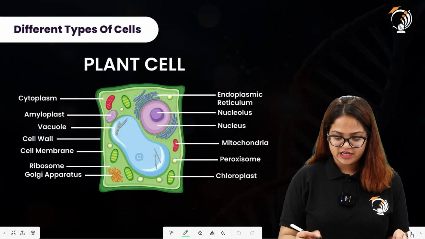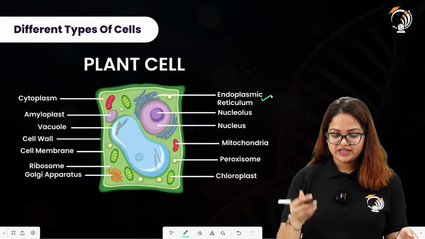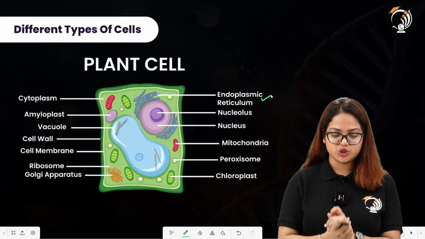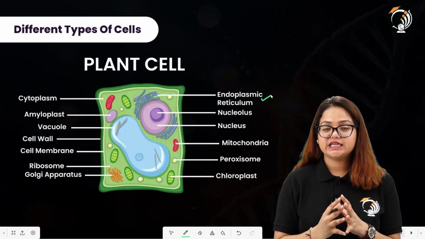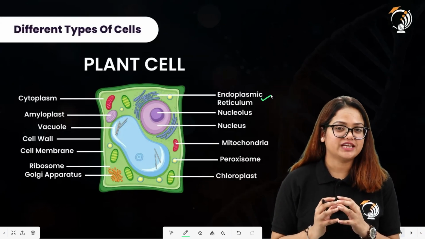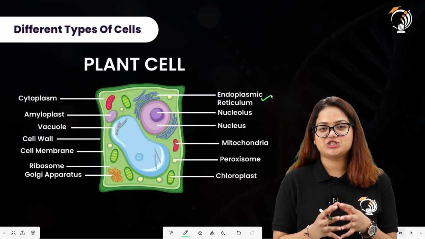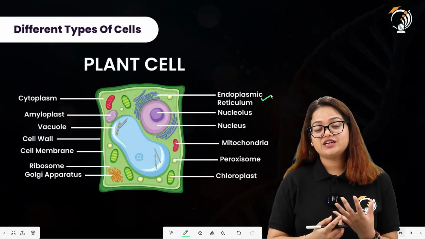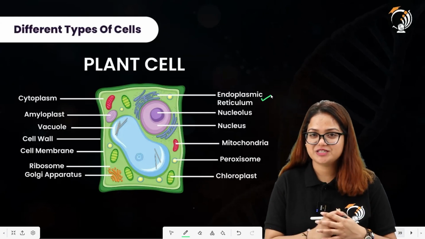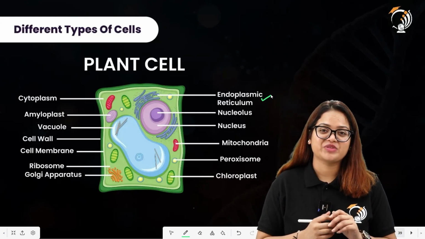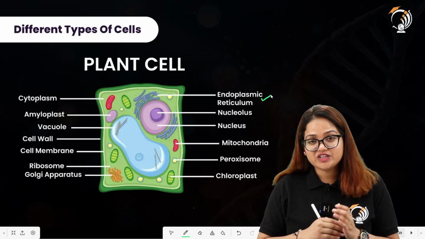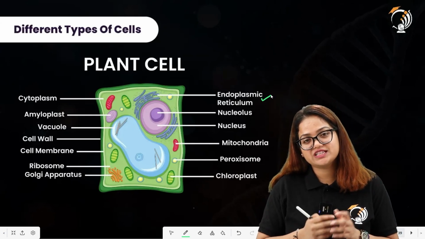All right. Endoplasmic reticulum is there. It is a structure that is present in close association with the nucleus. When there are ribosomes attached to the endoplasmic reticulum, we say that it is responsible for production of protein. Whenever there are no ribosomes attached to the surface of the endoplasmic reticulum, then we say that this particular reticulum is a smooth endoplasmic reticulum, which is further responsible for synthesis of lipids.